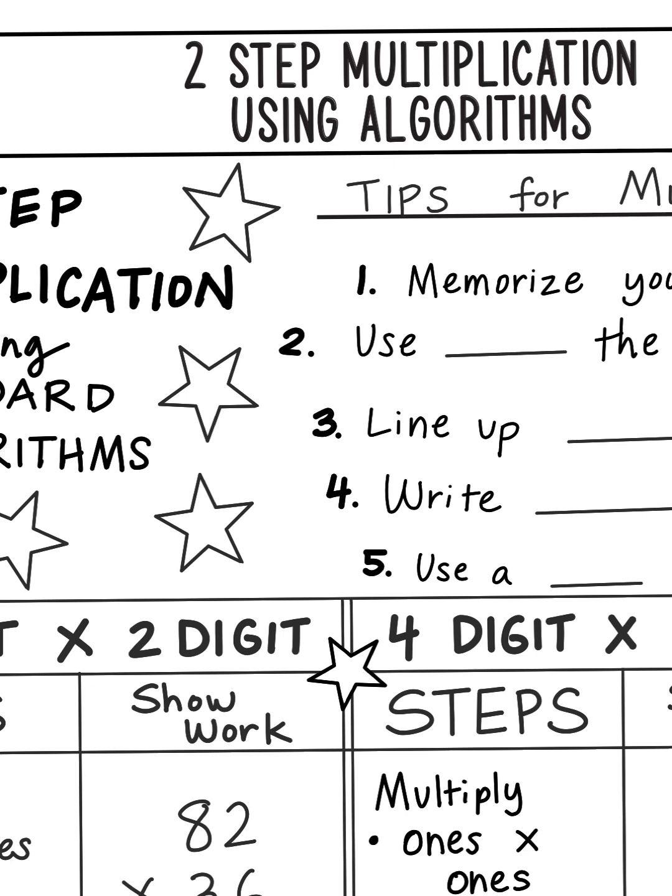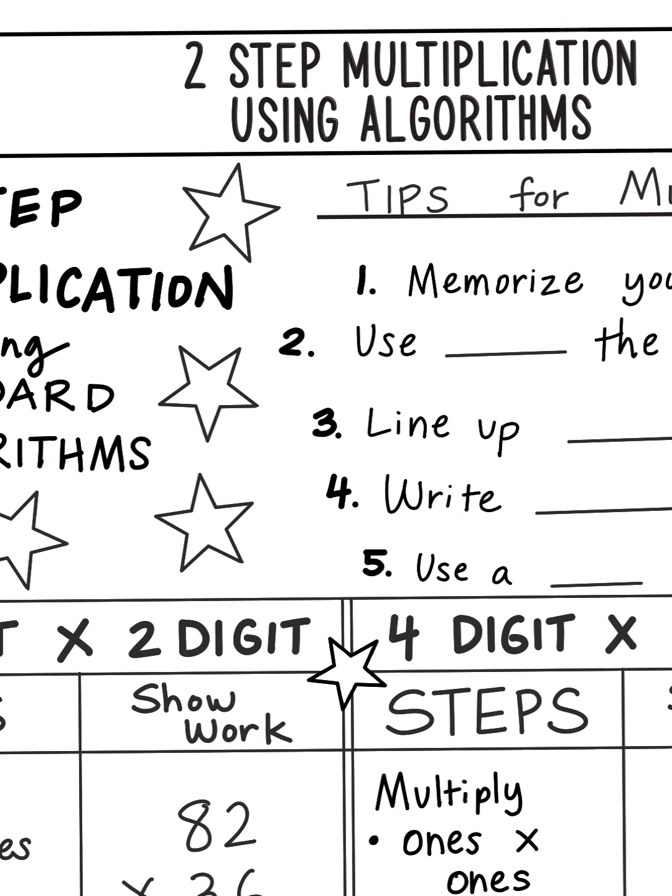Okay, today we are using two-step multiplication and we are using algorithms. Does anybody know what an algorithm is? What is an algorithm? Raise your hand. A step-by-step way to solve a problem. It's a step-by-step way to solve a problem. So we are using algorithms. We are having steps given to us. We are following those steps to solve a multiplication two-step problem.